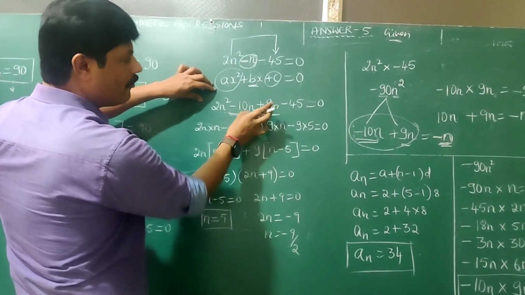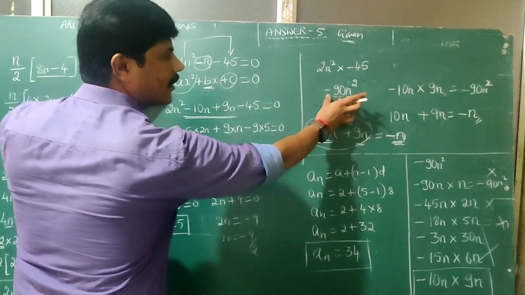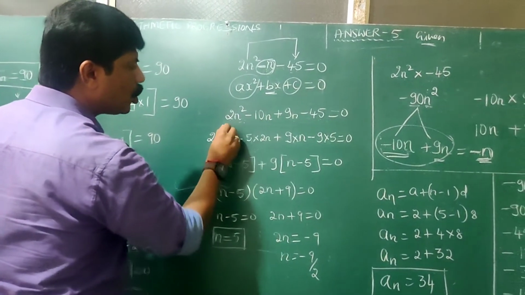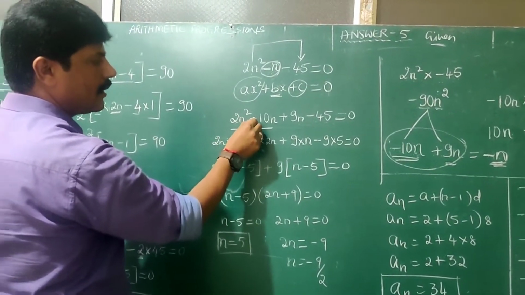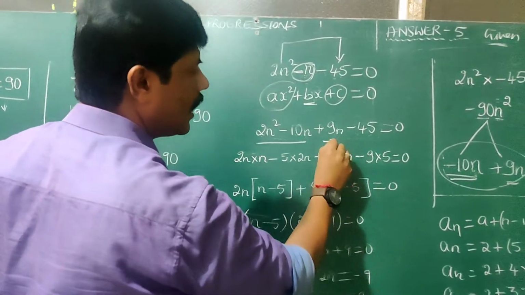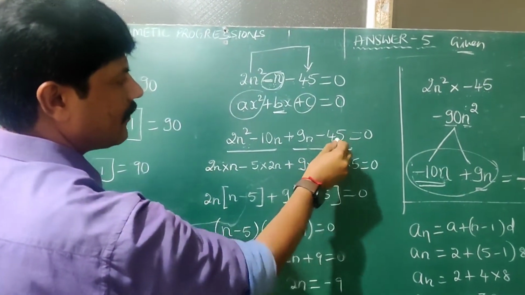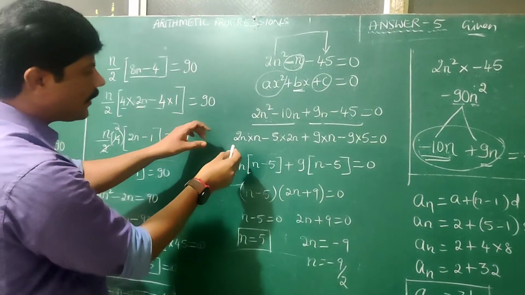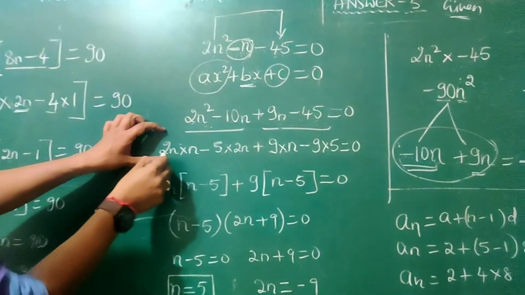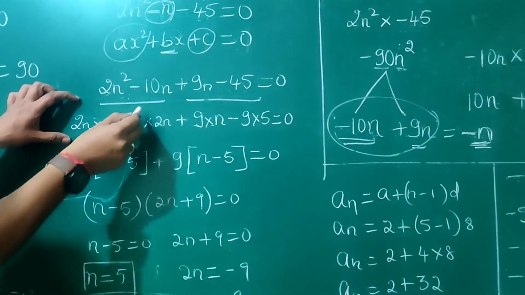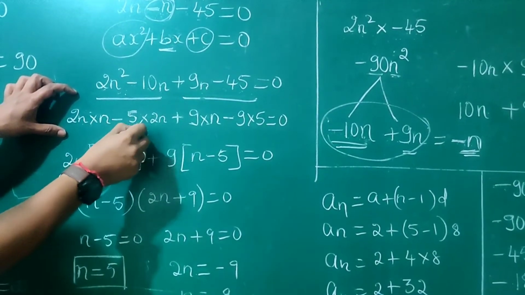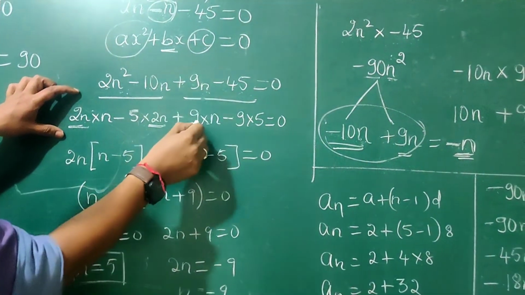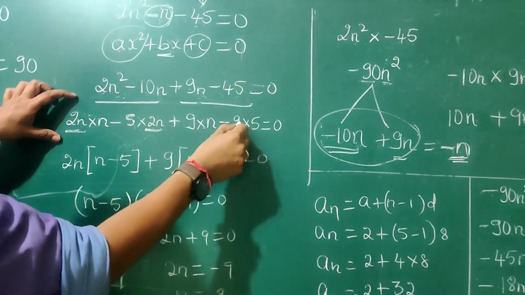The middle term is split now. How have we split the middle term? By taking the factors of minus 90n square. Now make 2 groups: 2n square minus 10n, and plus 9n minus 45. Make it 2 groups and find the common factors. 2n square can be written as 2n into n. Minus 10n can be written as 5 into 2n. Here 2n and 2n are the common factors. 9n can be written as 9 into n. 45 can be written as 9 into 5.